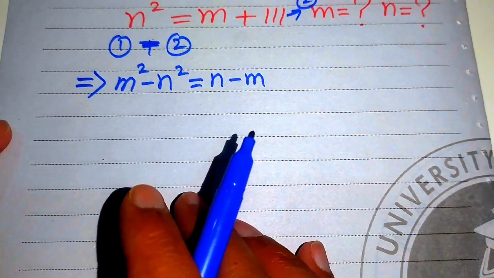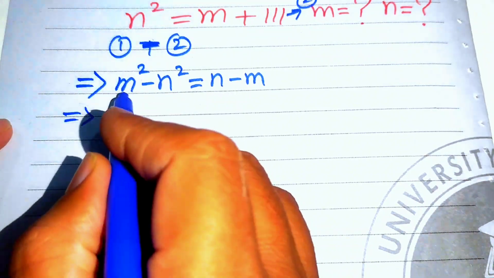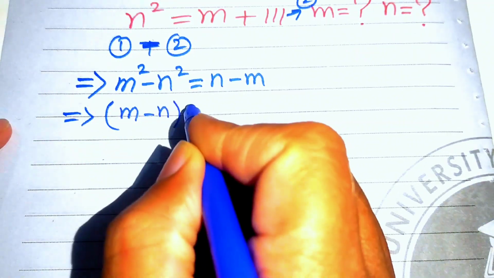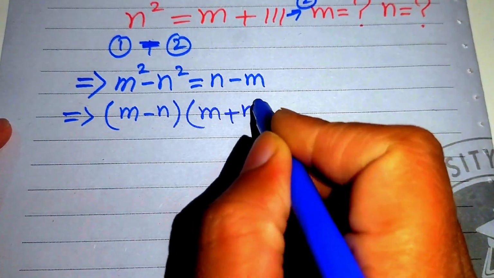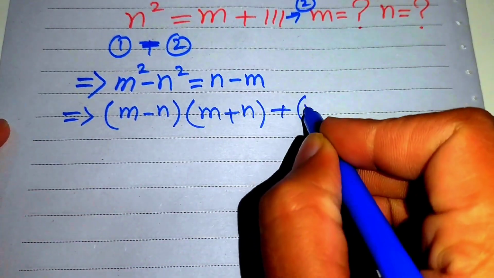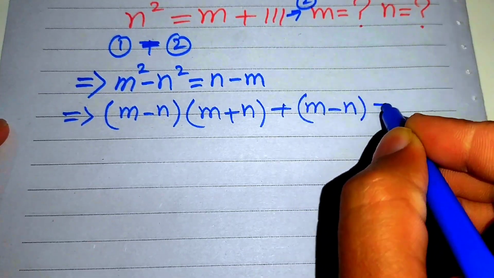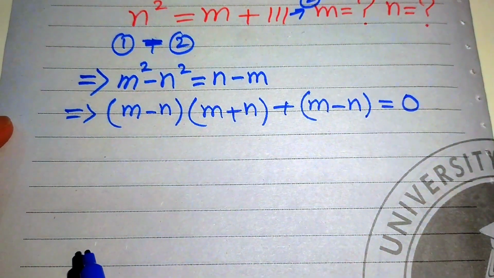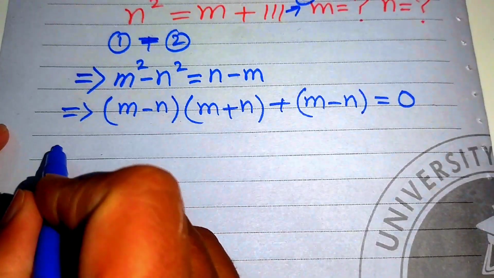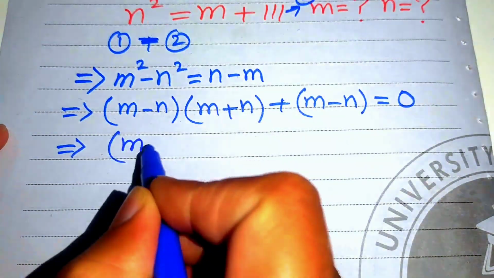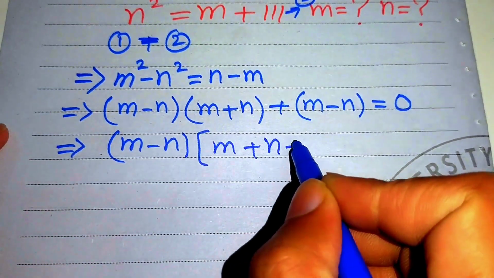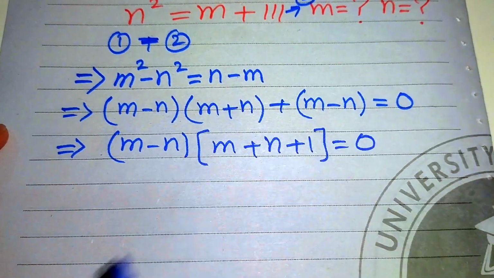In the next step, we use the nice algebraic formula: m square minus n square equals m minus n times m plus n, and we move n minus m to the left hand side and it becomes plus m minus n, and this whole equation equals 0. Now you focus on these two terms and you see that we have m minus n as the common expression, so we take common m minus n and we obtain m plus n plus 1 equals 0.